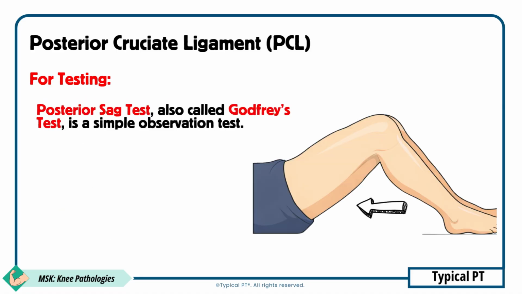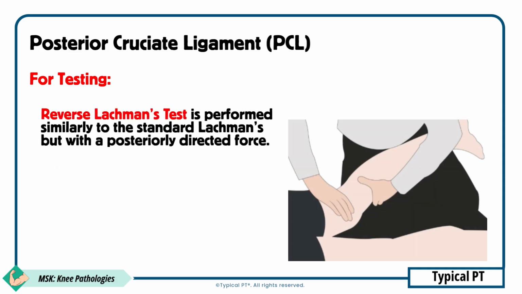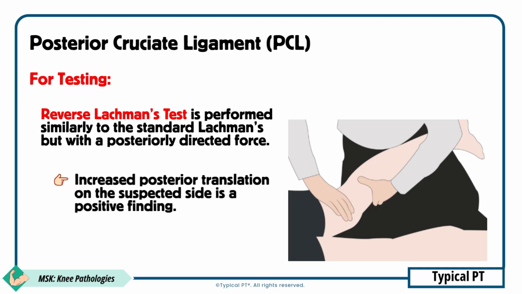The posterior sag test, also called Godfrey's test, is a simple observation test. With both hips and knees flexed to 90 degrees, you observe from the side. If the tibia sags backward relative to the femur, that indicates PCL insufficiency. The reverse Lachman's test is performed similarly to the standard Lachman's, but with a posteriorly directed force. Increased posterior translation on the suspected side is a positive finding.